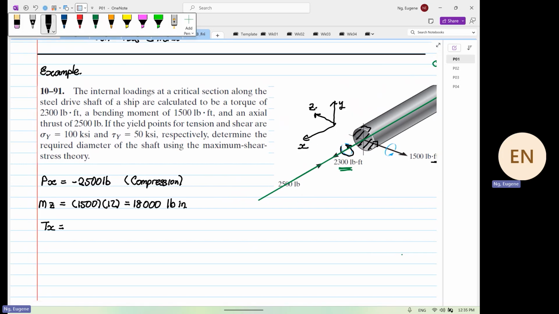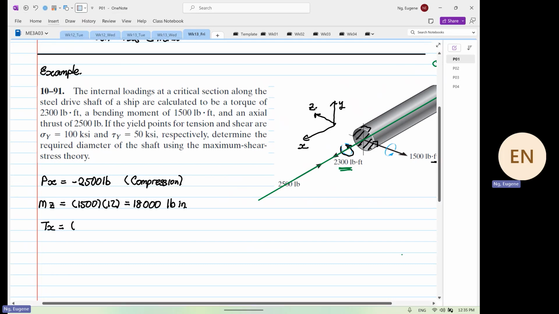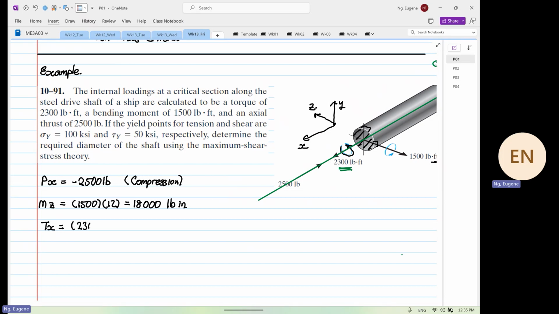So when there's a torque, you put in 2,300 multiplied by 12. This question has been very nice, too kind, it tells you that it's a torque. Very nice question. So what we have in the torque is 27,600 pound-inch.